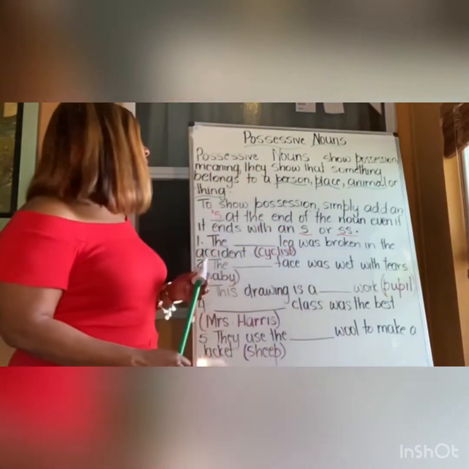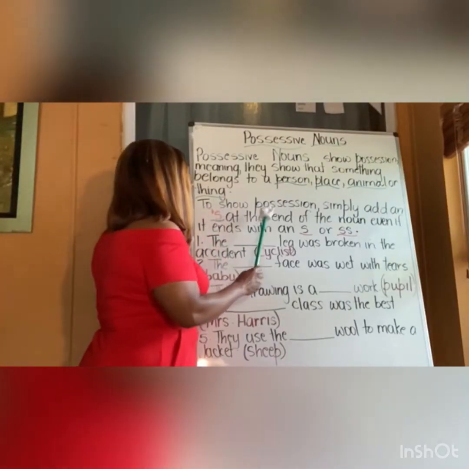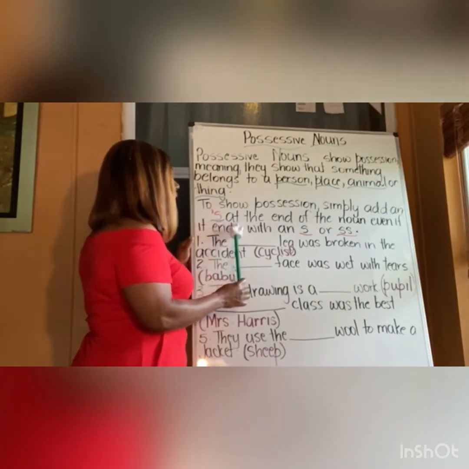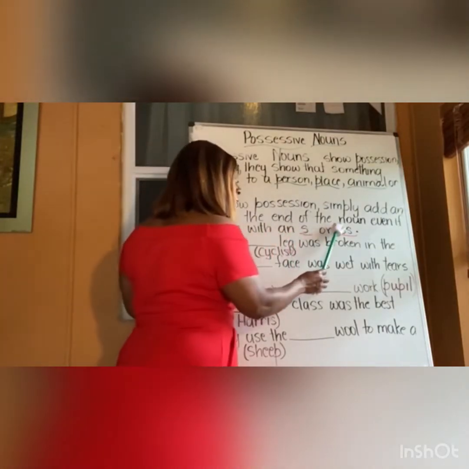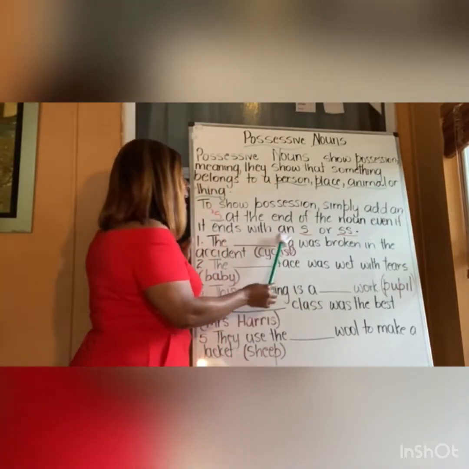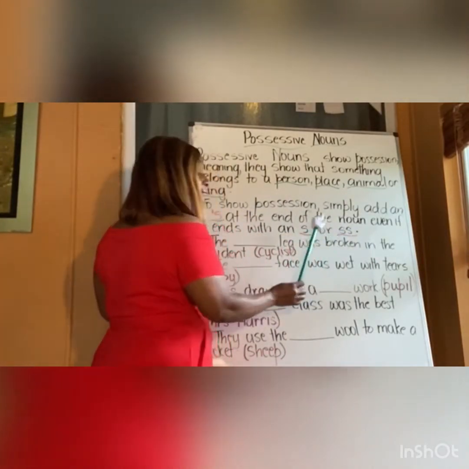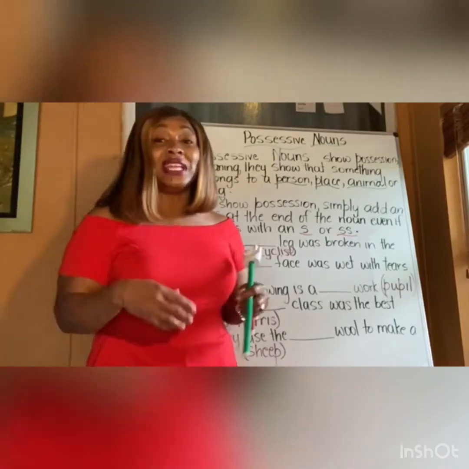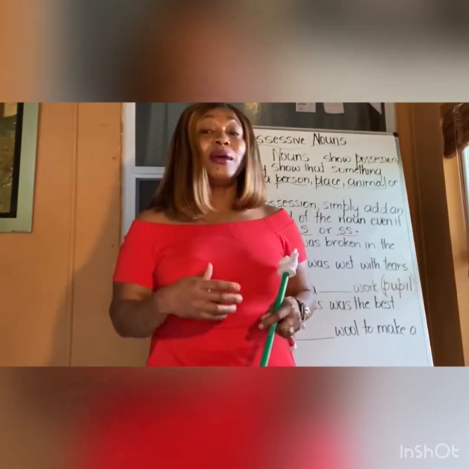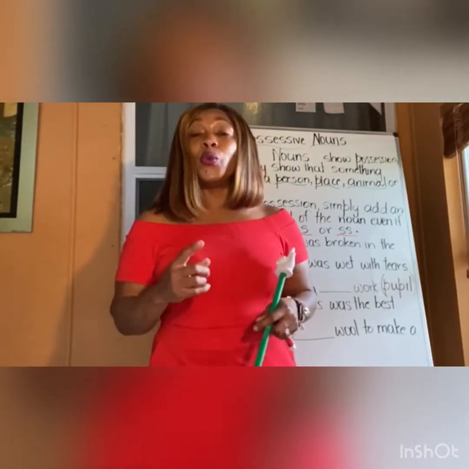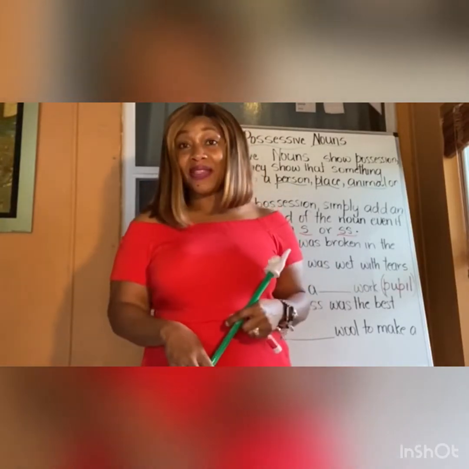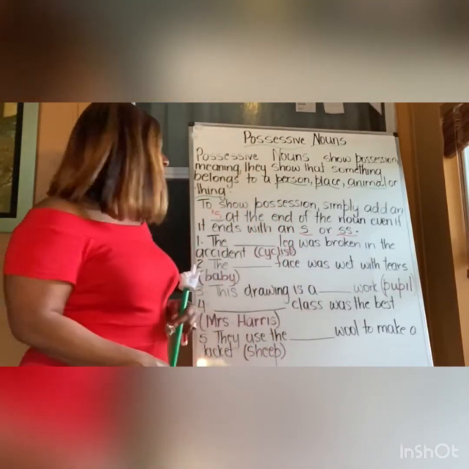So let's continue. To show possession, we simply add an apostrophe S at the end of the noun, even if the noun ends with an S or SS. So even if the last letter in the noun is an S, when it's singular possessive nouns, we are also adding an apostrophe S at the end. Let's look at some sentences.